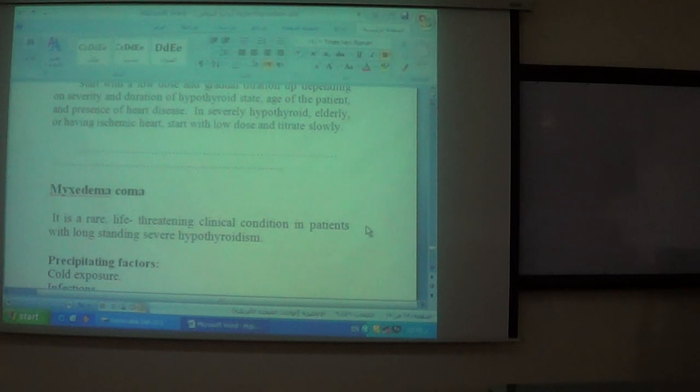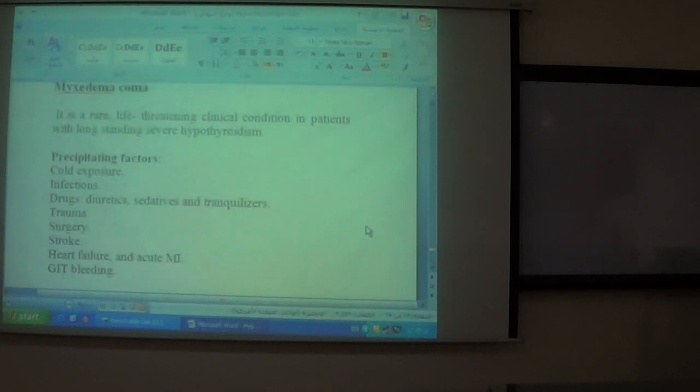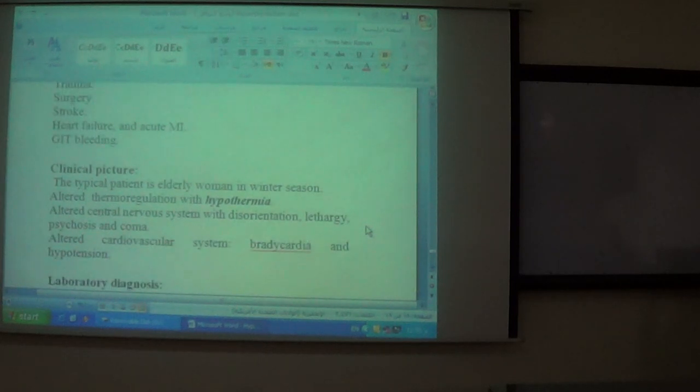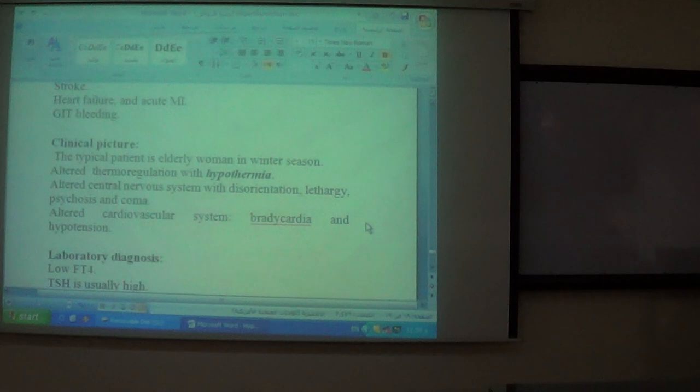It is a life-threatening clinical condition in patients with long-standing severe hypothyroidism. Precipitating factors are all risk factors, you know: surgery, trauma, infection, stroke, exposure to cold or drugs, gastrointestinal bleeding, acute MI. All major risk factors for any individual of us can precipitate myxedema coma. The typical patient is an elderly woman in winter season with altered thermoregulation, hypothermia. The patient is very cold, with altered central nervous system with disorientation, lethargy, psychosis, and coma, and altered cardiovascular system with bradycardia and hypotension.